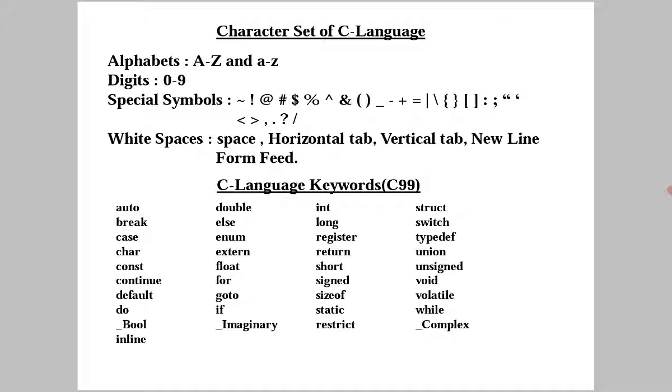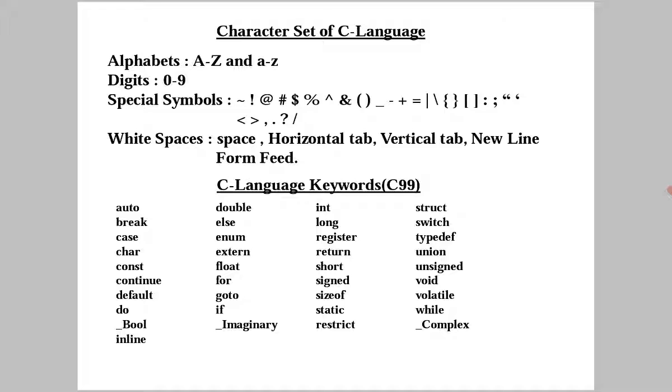After that, next we discuss C language keywords, also called reserved words. So what is a keyword? Some words are reserved for the compiler, meaning generally they can't be used as a variable in a program. Such words are called keywords or reserved words.